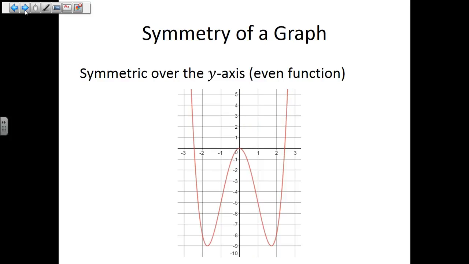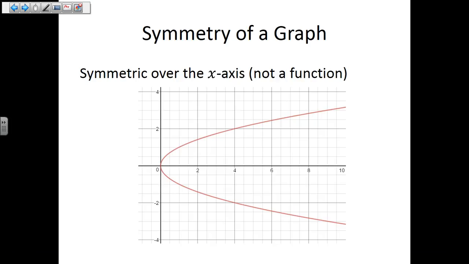Here is a graph that is symmetric over the y-axis. Now it's an even function again, that's what we call it. And really what that means is for every point on the right side, let's say this point right down here at y equals -3, there's a mirror image over on the left side. So symmetric over the y-axis, for every point on the left, there's a point on the right, and vice versa. For every point on the right, there's a point on the left. It looks like a mirror image. It looks very symmetrical.